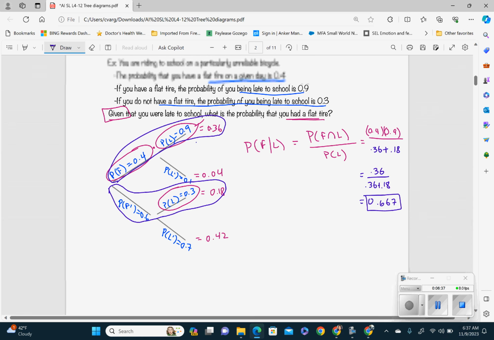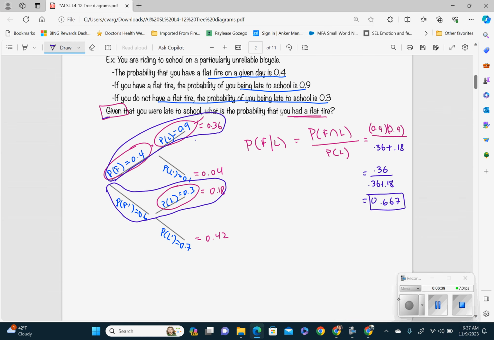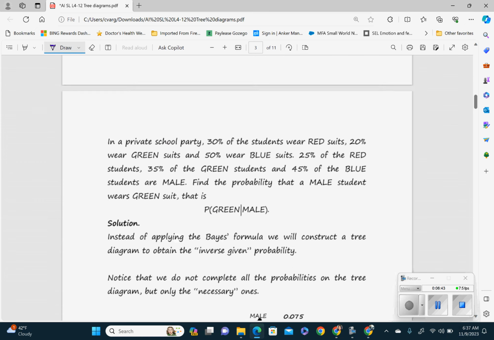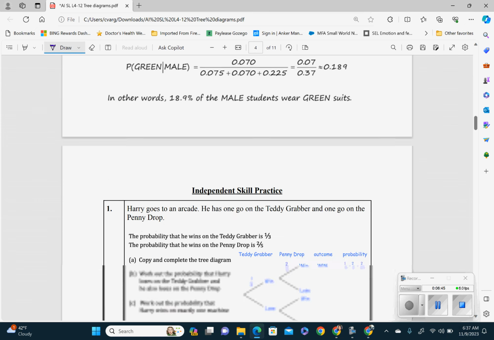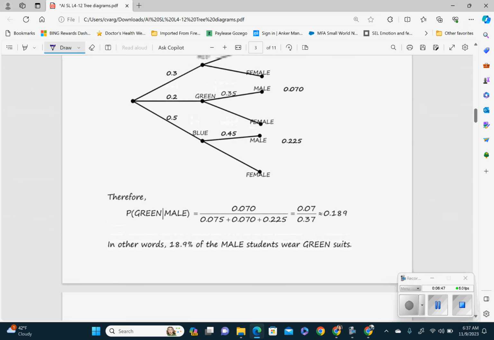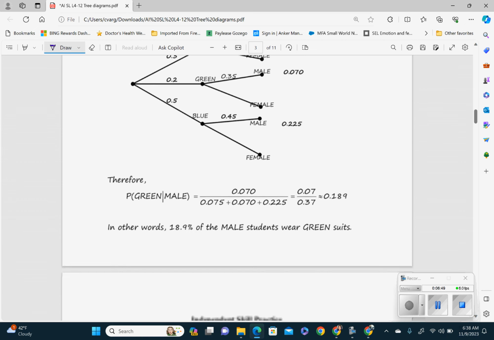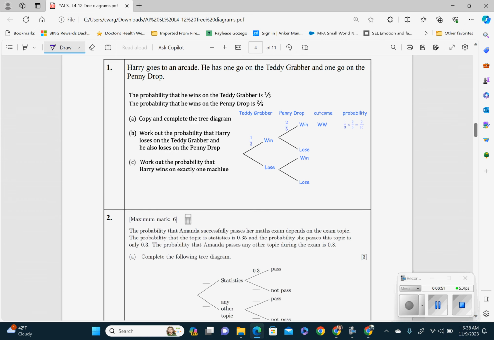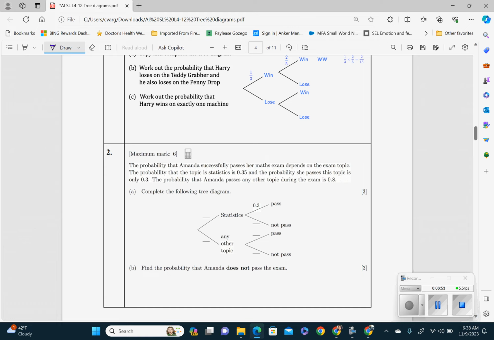The reason we did that is because we used the word given. Given that you were late to school, what is the probability that you had a flat tire? All right, these are some more explanations and another problem here, so go through that first and then try these here. Good luck.